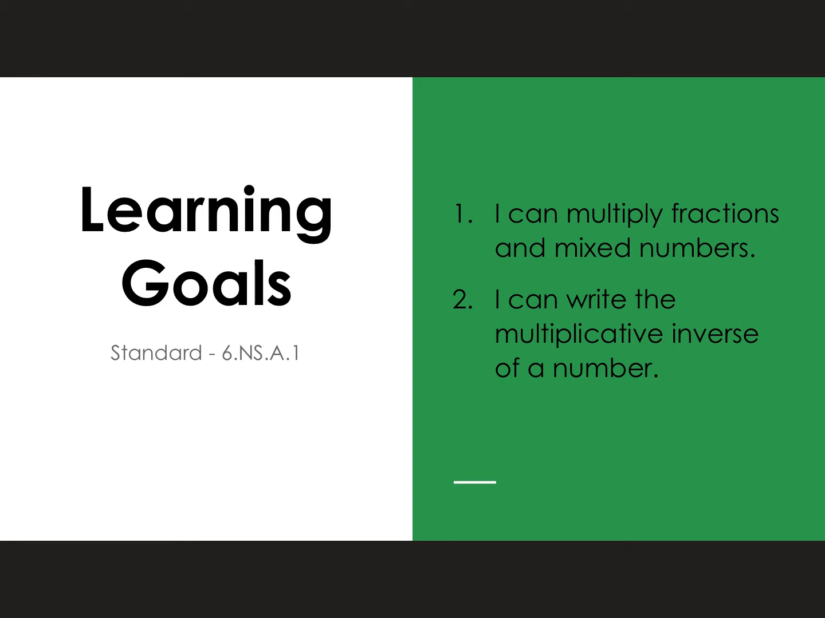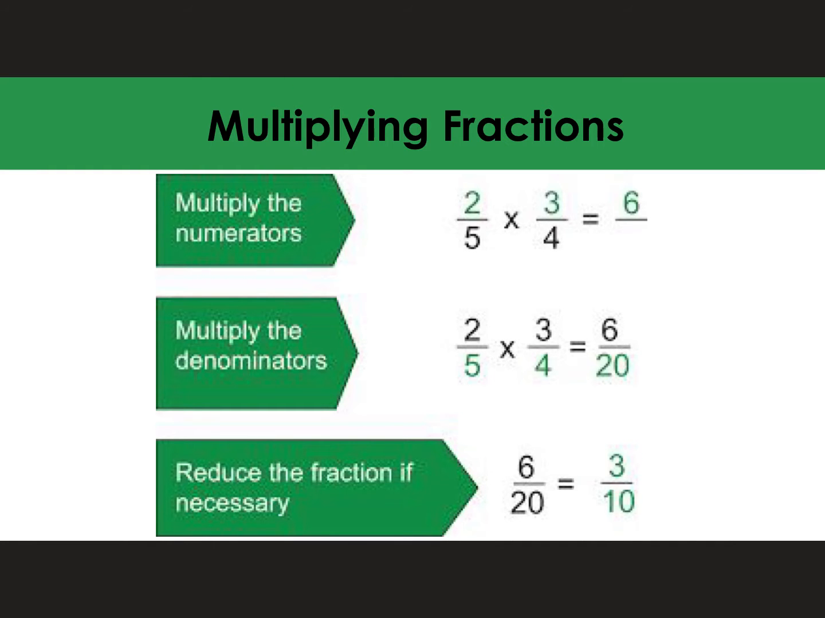We are working on 6.NS.A.1, which is multiplying fractions and mixed numbers and writing the multiplicative inverse of a number. So, multiplying fractions. Three steps here. Multiply the numerators. So if we see, we are going to multiply the 2 times the 3, which equals 6.